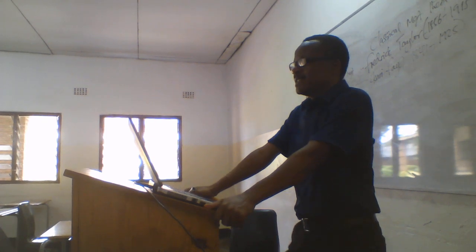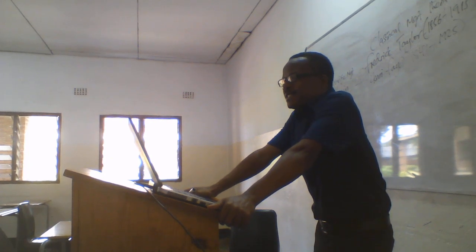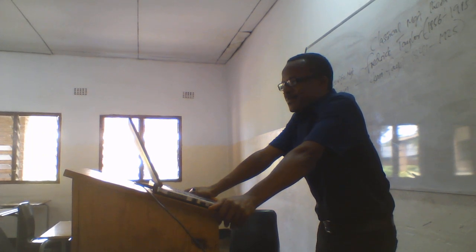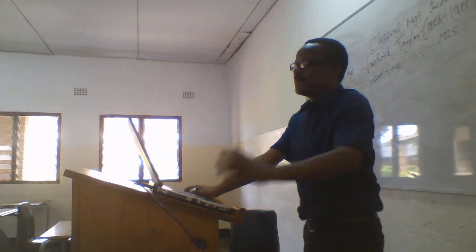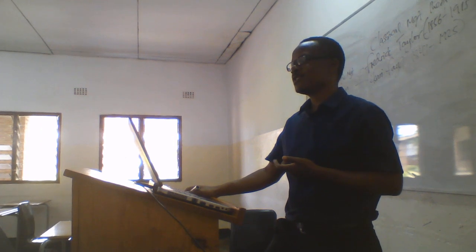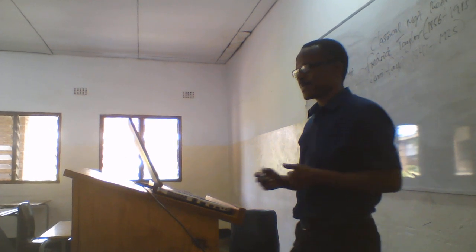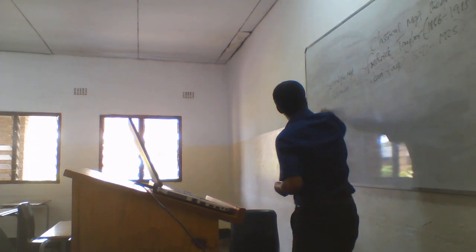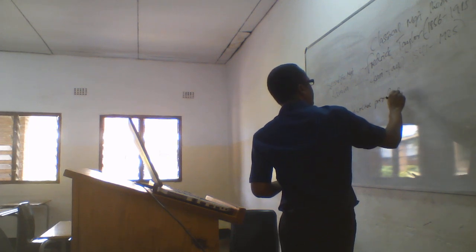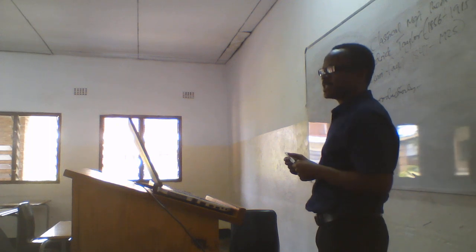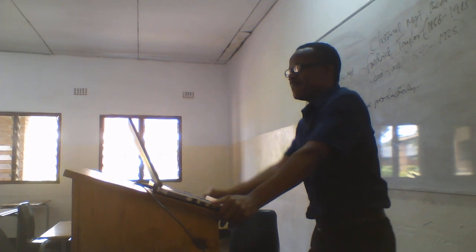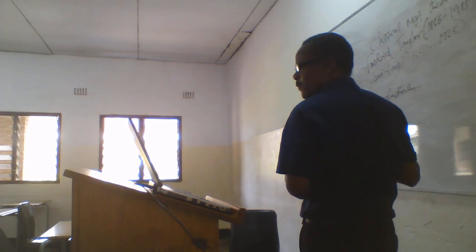But what does scientific management aim at? What are the aims of scientific management theory? So basically, when we talk of scientific management theory, the aim is, as I said earlier, to increase productivity. So it's to increase productivity. The question is how? To increase productivity by increasing efficiency and wages of workers.